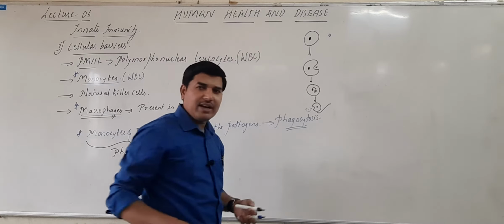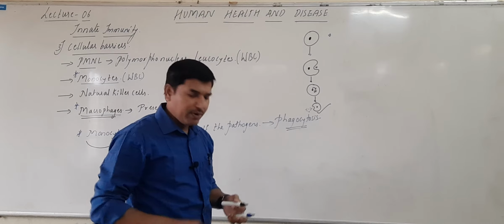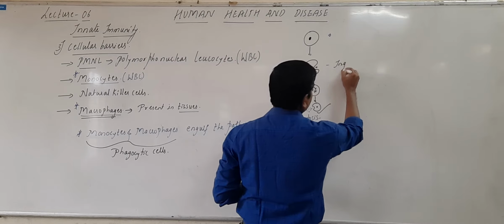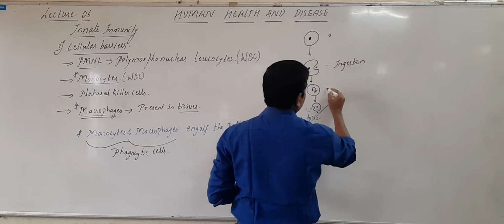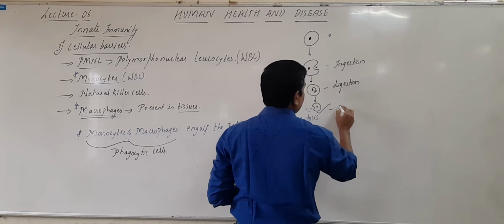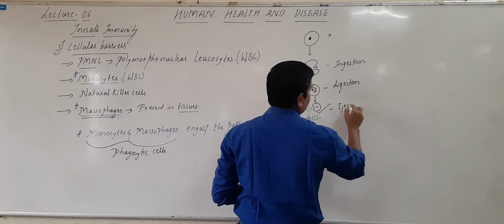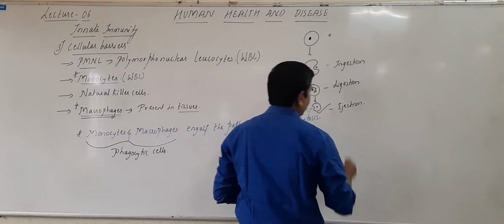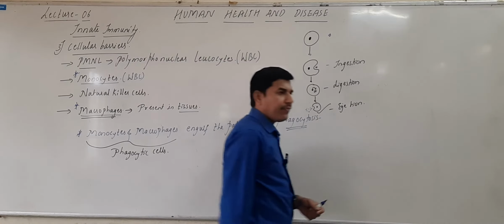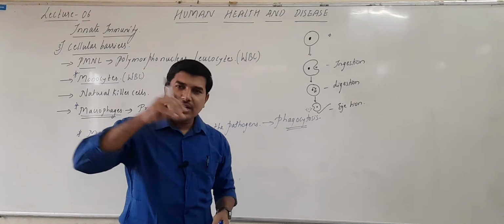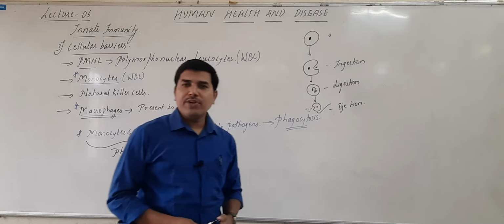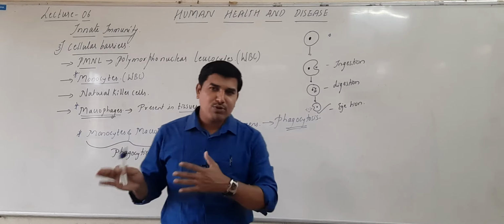So this is an additional content which is not there for your NCERT. Now what are the steps that will occur here? So here this step is called ingestion, this step is called digestion, and the last step is called egestion. So ingestion, digestion, egestion. These are the steps that we observe during the process of phagocytosis by a phagocytic cell.